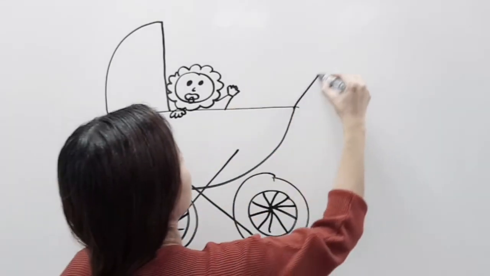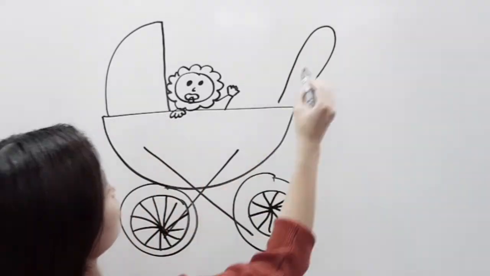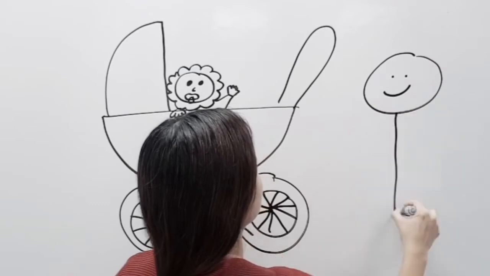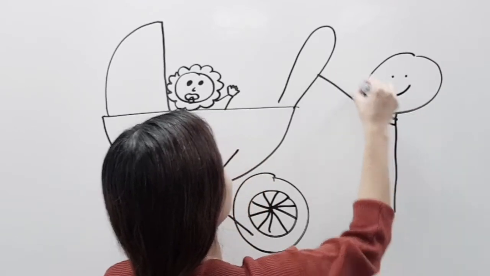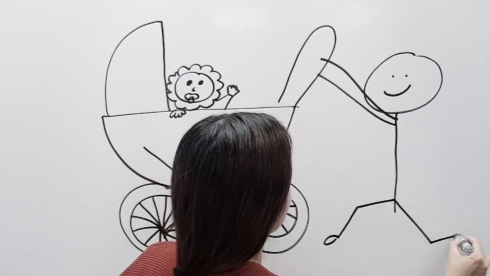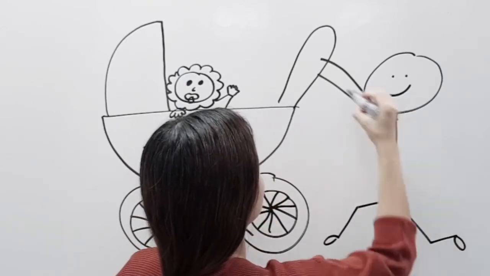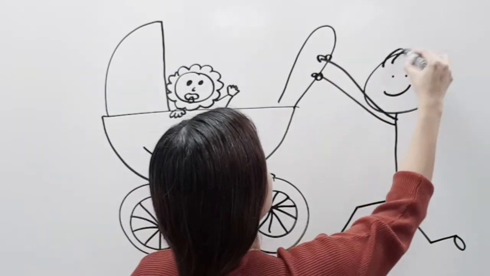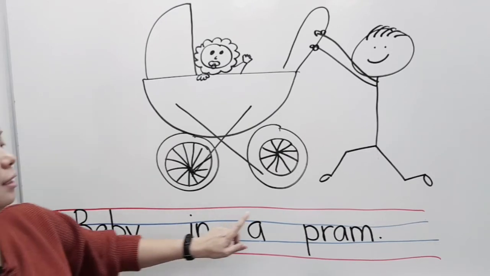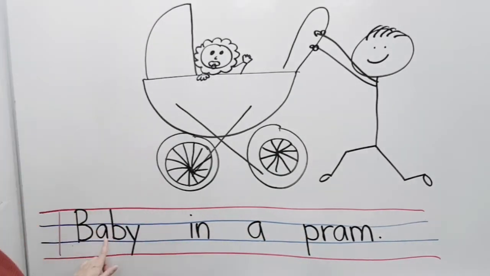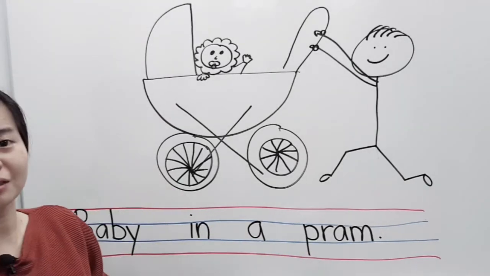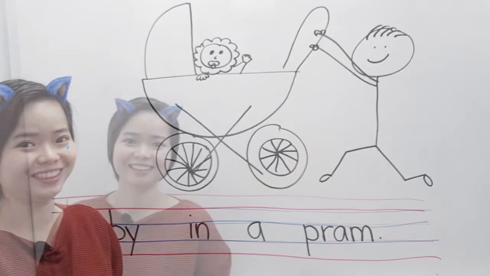Okay. And now you can draw someone pushing the pram. Maybe this is you. Oh, you're too short. But it's okay. You can still manage. Yeah. Baby in a pram. Baby in a pram. So we are done for this. We are going to do our next page.